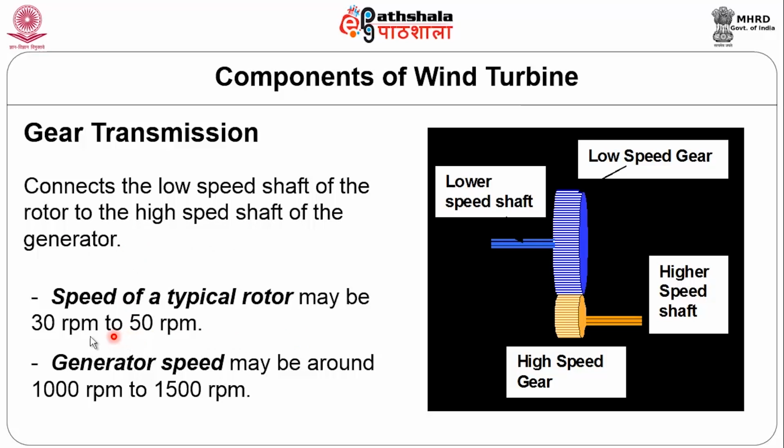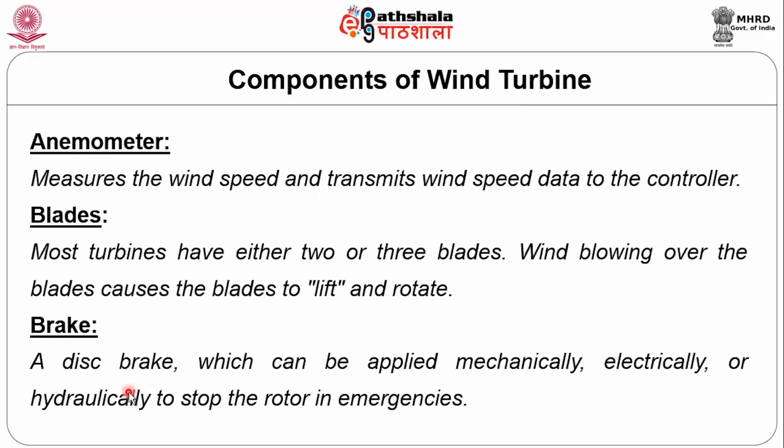Speed of a typical rotor may be in the order of 200 to 300 RPM, and generator speed may be slightly higher, 1500 to 1800 RPM. And the components of a wind turbine in detail: the anemometer measures the wind speed and transmits the wind speed data to the controller. So the anemometer always measures the wind speed and gives the data to the controller, and according to the wind speed the machine starts and stops. When it reaches the cut-in speed it starts operating, and it shuts down when the speed exceeds the limit.